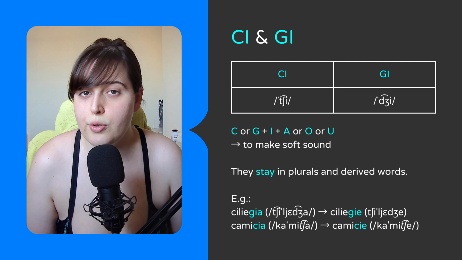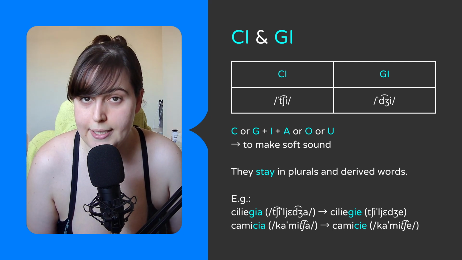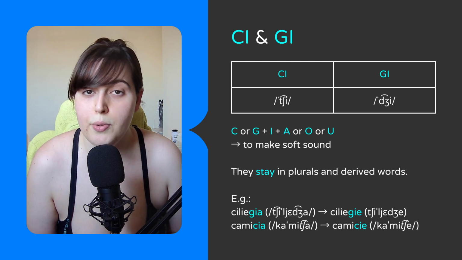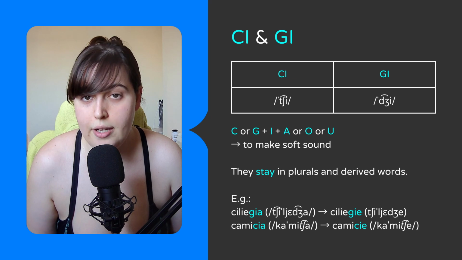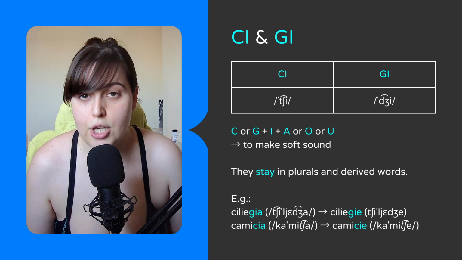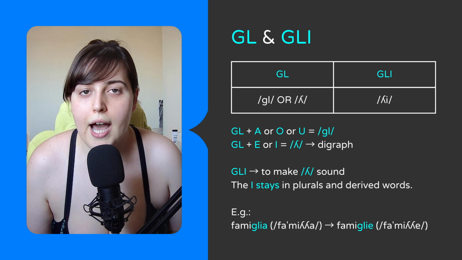Due to the function of the I, these become digraphs, for they cannot be separated. It's important to recognize these digraphs because they also stay in the plurals and derived words. For example, ciliegia, cherry, becomes ciliegie. Camicia, shirt, becomes camicie.